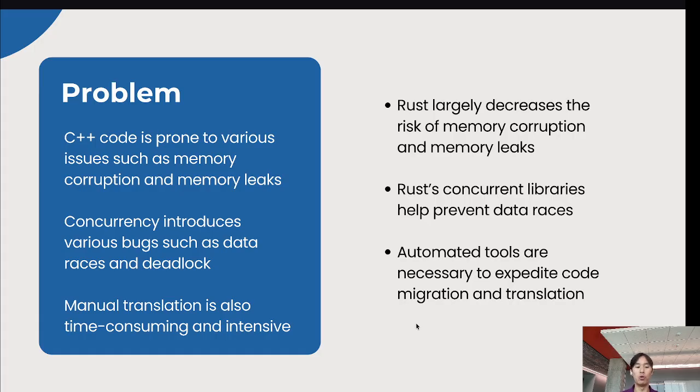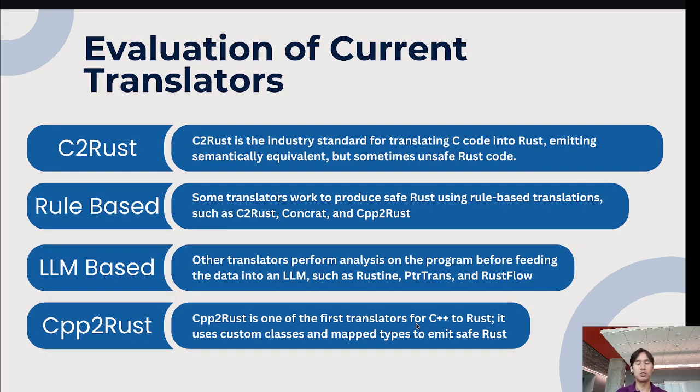However, if we want to port over and migrate our C++ code into Rust, this will be very time-consuming and intensive. This is why automated tools are necessary to expedite this process of code migration and translation. So let's look a little bit at the current translators. Some current translators include C2Rust, which is the industry standard for translating C code into Rust. It emits semantically equivalent but sometimes unsafe Rust code. This is because not all C code can be translated into Rust without using unsafe Rust. In case you're wondering, unsafe Rust is pretty much Rust that bypasses its compile time checks.